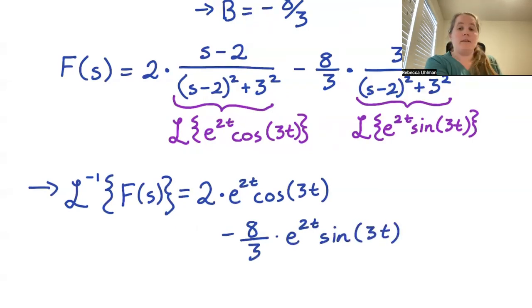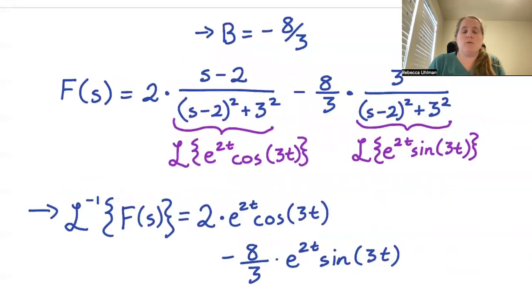Or, if you know where the F(s) came from, in this case we know that (s minus 2) over ((s minus 2) squared plus 3 squared) comes from taking the Laplace transform of e to the 2t cosine of 3t, and taking the inverse Laplace transform should just take us straight back to that e to the 2t cosine 3t. The scalar multiples come along for the ride due to linearity of the Laplace transform. So we'll go ahead and take a look at one more example.